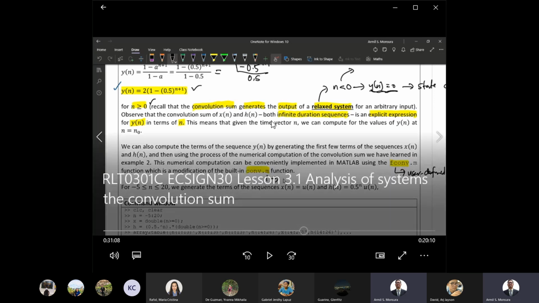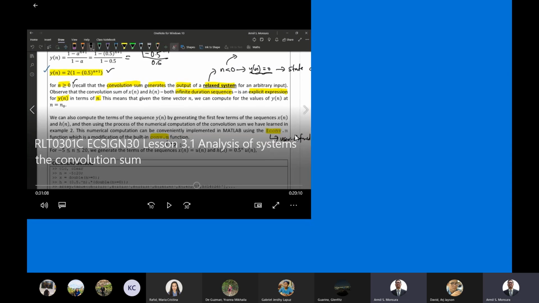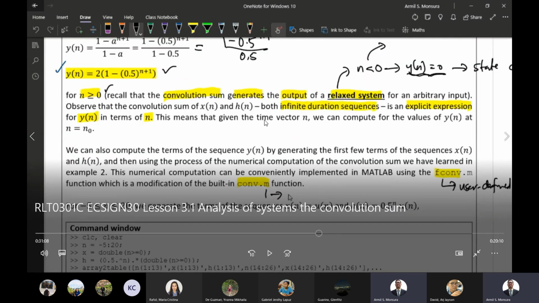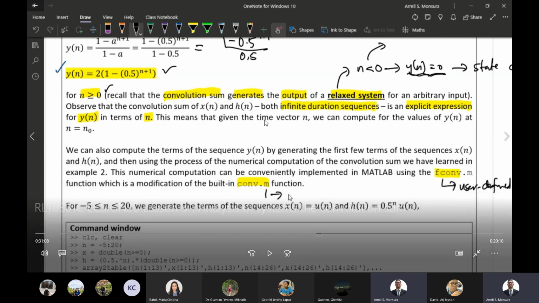And the manner by which ang gagawin ko sa presentation na kasunod nito is, first, babalikan ko yung example 2. Okay, babalikan ko yung example 2 at ipe-present ko kung paano magagamit yung MATLAB function na conv at saka yung user-defined function na fconv para makuha natin yung sagot sa example 2 or para ma-verify natin yung sagot sa example 2.